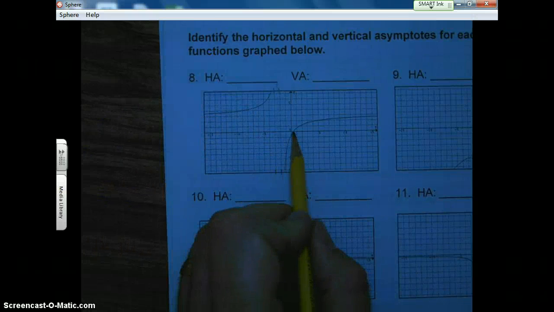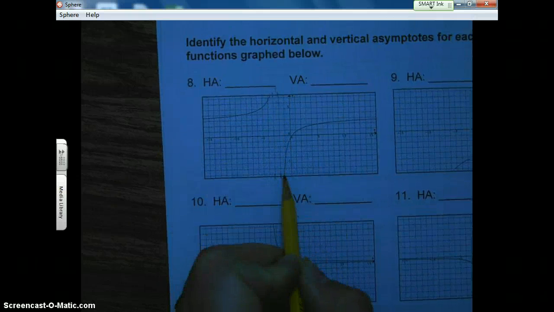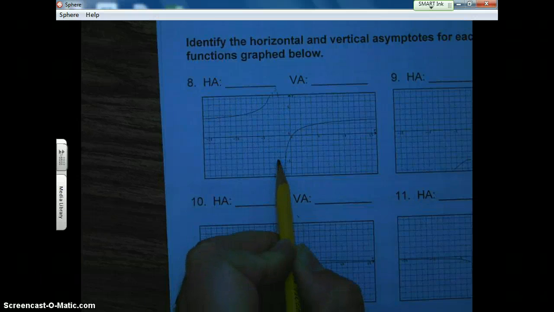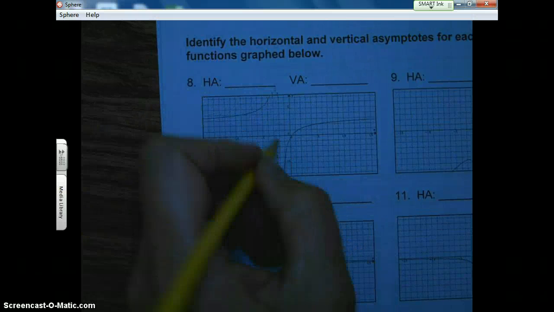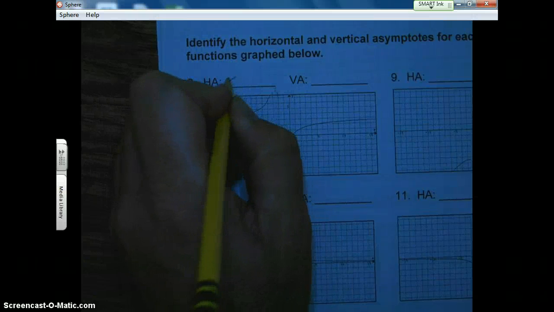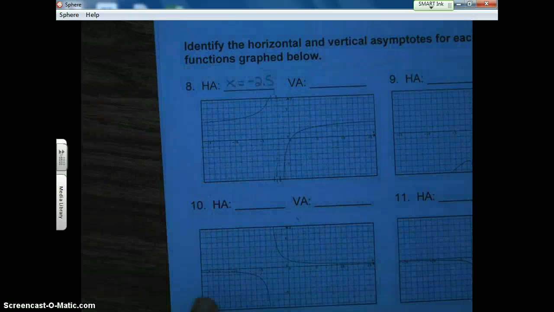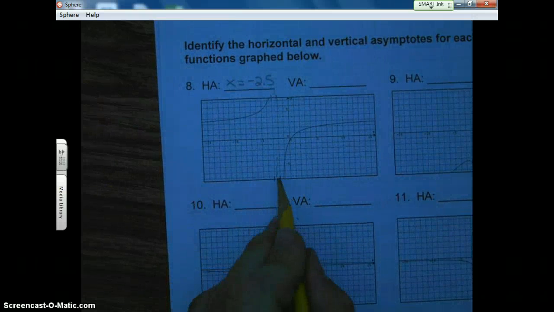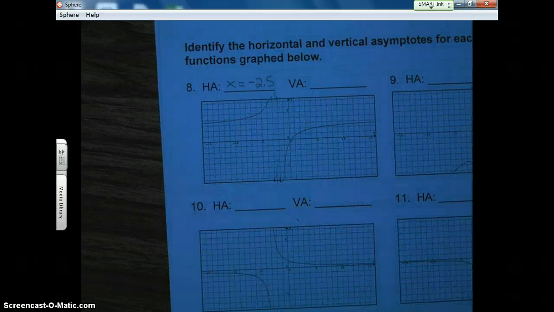Let's see, what's that? -1, -2, -3. This one looks like it's getting closer to -3. This one looks like it's getting close to -1. So I'm going to go with right directly in the middle, which is, wait a minute, -2, sorry. This one's getting close to -2. I think I'm going to go with -2.5. That one was tricky, because there's quite a good sized gap in here. So I'm going to go directly in the middle.